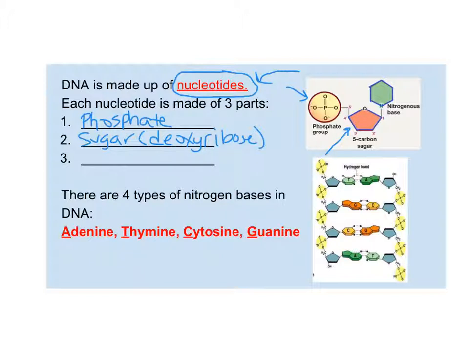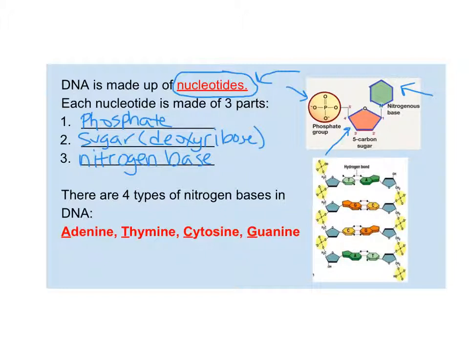Now, the most important part, the third part of a nucleotide, is one of 4 different nitrogen or nitrogenous bases. And you can see that right there. So those are the 3 parts of a nucleotide. A phosphate, which is bonded to a 5-carbon sugar, which is bonded to a nitrogen or nitrogenous base.